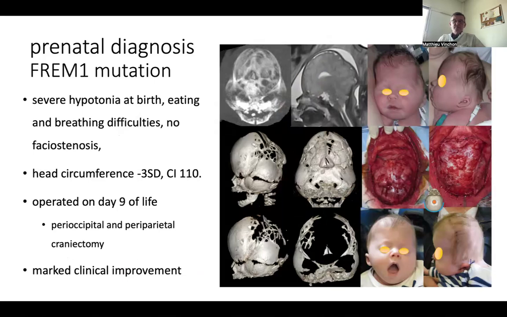This is an example of a very small baby who had a prenatal diagnosis of cloverleaf syndrome with tonsillar herniation, and at birth he had severe eating and breathing difficulties. He had no fasciostenosis. He was severely microcranic and with a brachycephalic head. So he was very unwell, and we decided on surgery on the 9th day of life. We did a perioccipital and parietal craniectomy, as shown on the CT on the lower line, and he was markedly improved, and he had a better cranial shape.